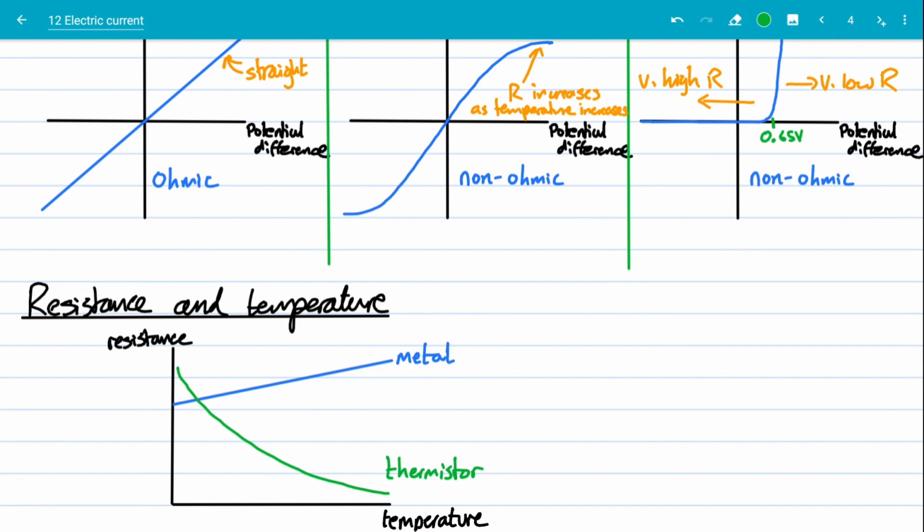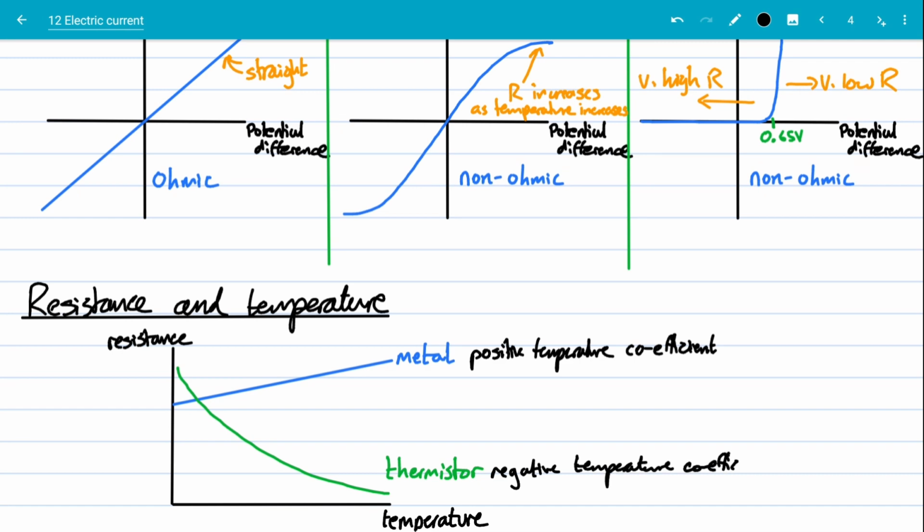Oh, I do have to talk about negative temperature coefficient, of course. So we say a metal has a positive temperature coefficient because the relationship between resistance and temperature is a positive one. So we say this has a positive temperature coefficient, and thermistors have a negative temperature coefficient. So this is a PTC, this is an NTC.